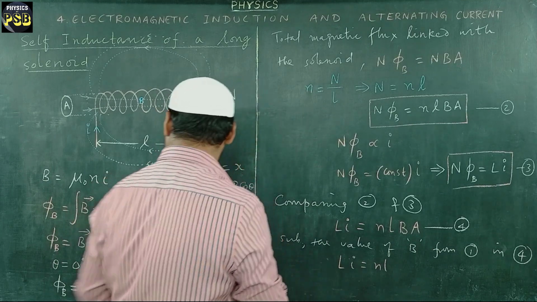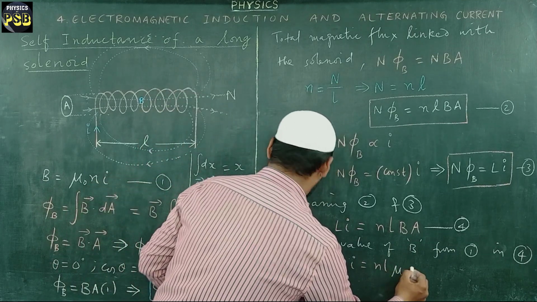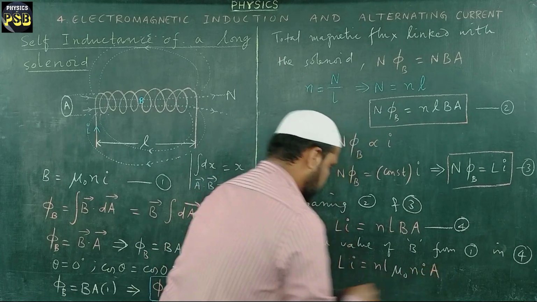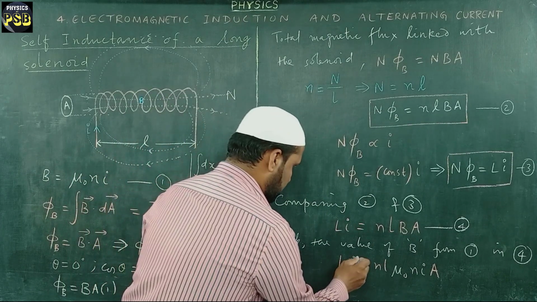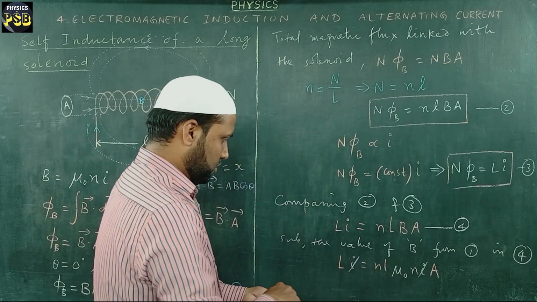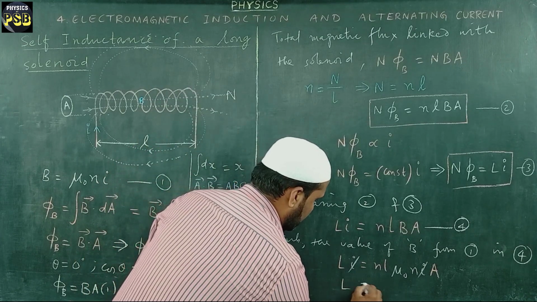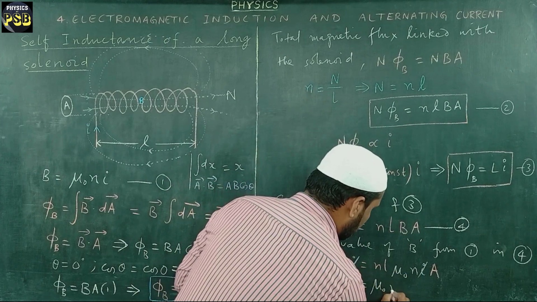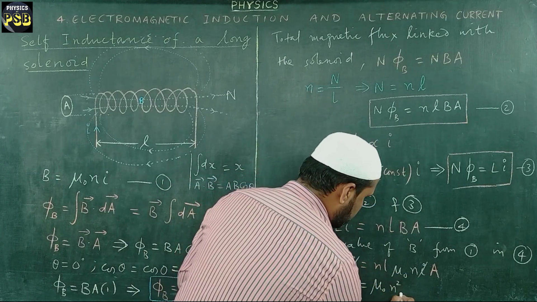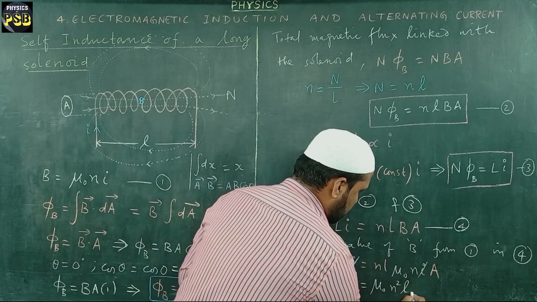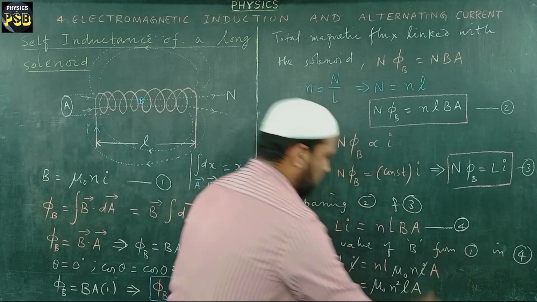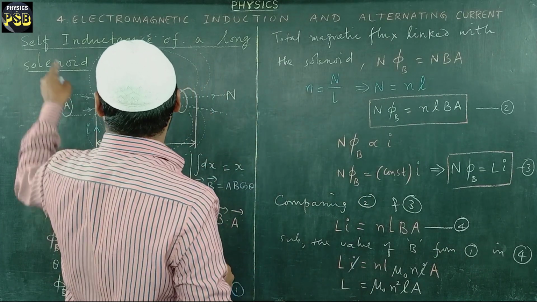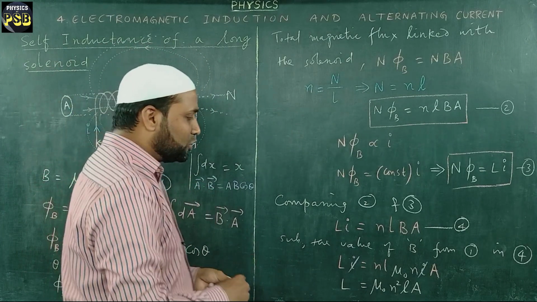If I do so, what I get is L I equals n L in the place of B, mu naught n I, times A. So the similar terms on both sides will cancel. Now what remains here is something like this. L equals mu naught n multiplied with N gives us N square, L and A. This is the final equation which gives us the expression for self-inductance of a long solenoid.